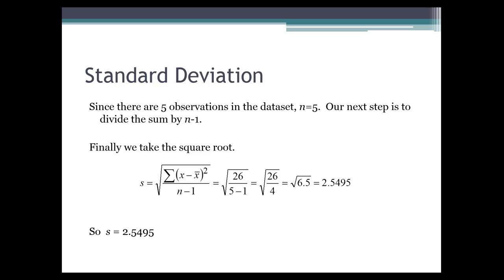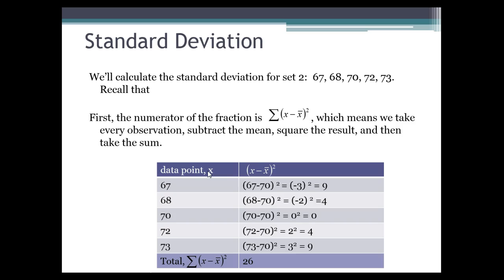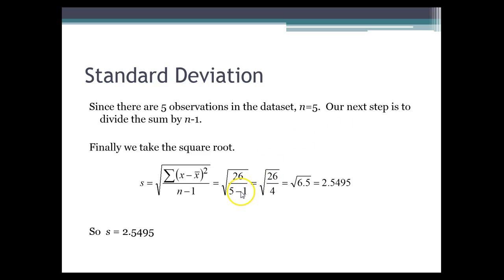All right, but the steps were, we took every observation, we subtracted the mean, which in this case was 70. We squared all of those. We took the sum, we got 26, and then we divided by the sample size, the number of observations in the sample, minus 1. And when we did that, we took the square root, and that gave us the sample standard deviation.